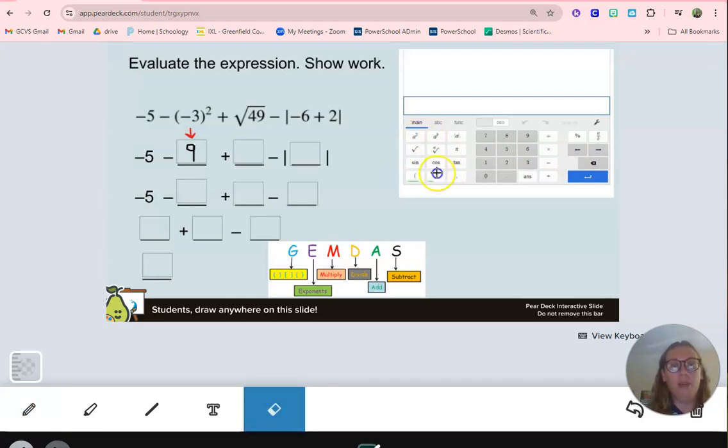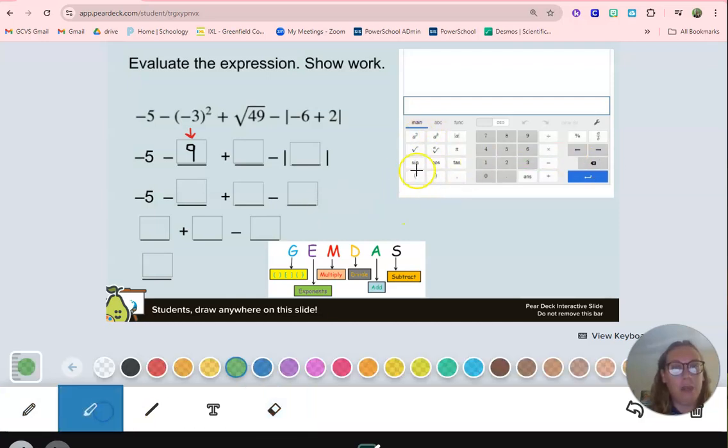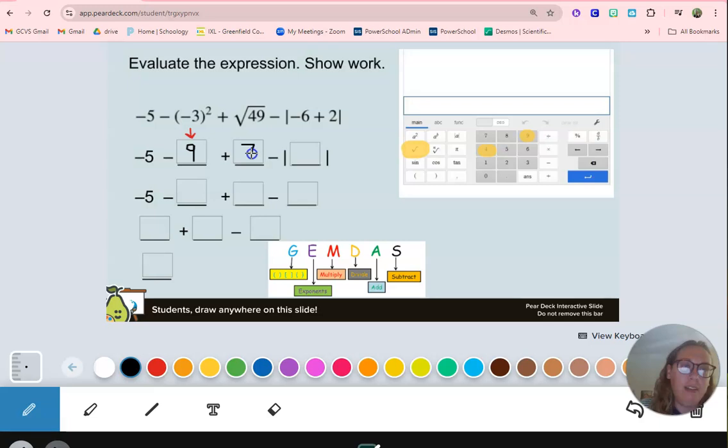The square root of 49, we can hit this square root button on the calculator and then type in that number, 49. 7 is the square root of 49 because 7 times 7 gets us 49. So remember, when we're doing square root, we're wondering, what is that number that we can multiply by itself to get us 49?